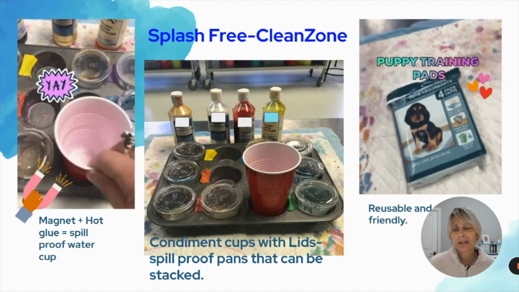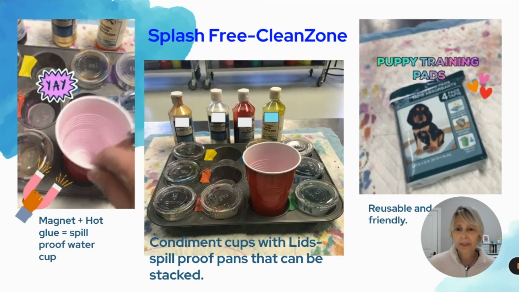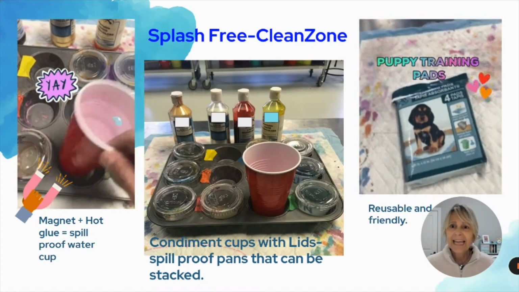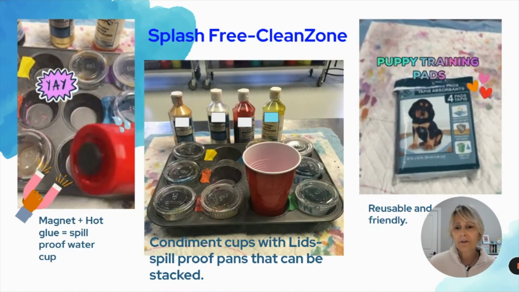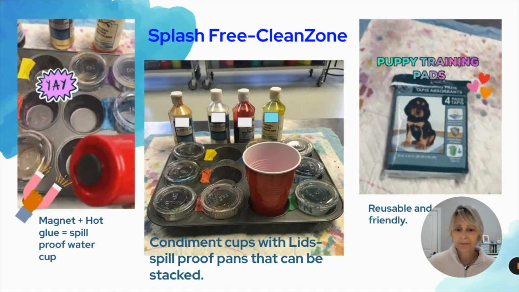And then the puppy training pads, I found this one years ago, but love these. When you have a spill, they absorb all that. They're great for wiping off your paintbrushes, and you can reuse them over and over and over again. So at the end of the day, we just set them up on the drying rack and let them dry.